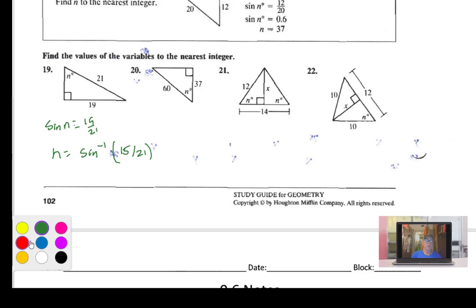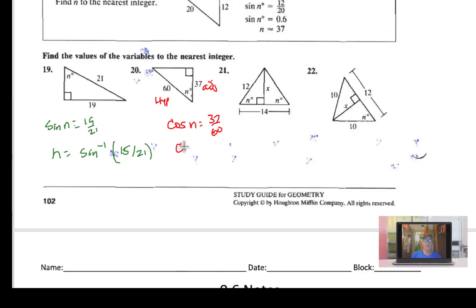Okay, let's look at number 20. We'll set that up. N's our reference angle. This is a hypotenuse. This is an adjacent. This is going to be cosine. Cosine n equals adjacent 37 over 60. So n is going to be cosine minus 1 of 37 divided by 60.